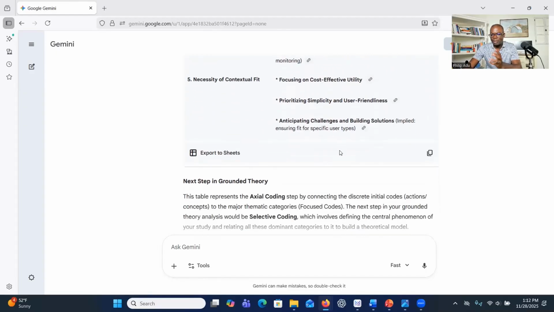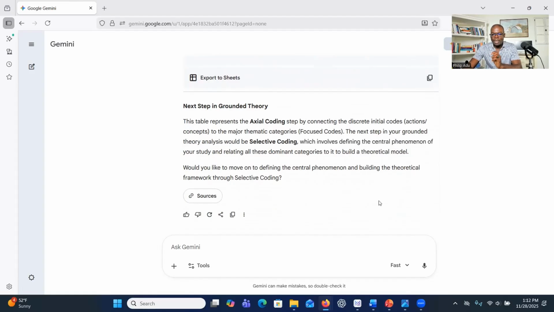That's very awesome. And you can download it. And so the next stage that we have to go is the theoretical coding. You can do selective coding depending on how you want to do, because I just want to focus on the three stages that we talk about. So this is what I'm doing now. We call it instructional prompting.